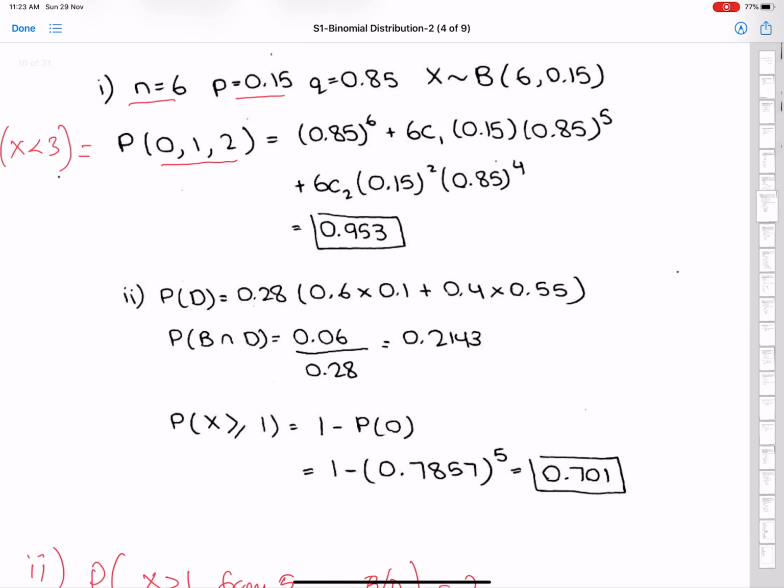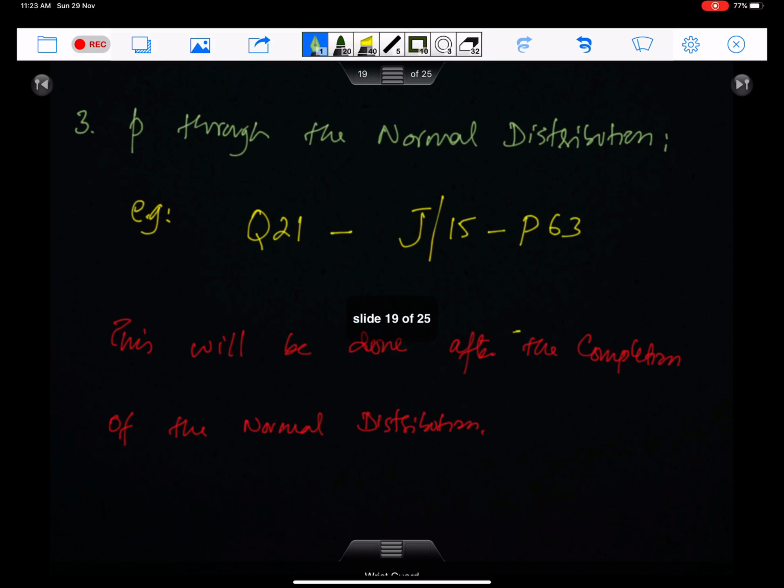So this was case 2. Now the next case: P through the normal distribution. There are a lot of questions of this type, but I'm just mentioning one question, question 21, June 15, paper 63. But right now, I won't be able to discuss this concept because you haven't done normal distribution. Once you have done normal distribution, then I will discuss this in my next lecture, inshallah. That will be binomial distribution lecture 1 part 2. This will be done after the completion of the normal distribution. So I'm leaving this here.